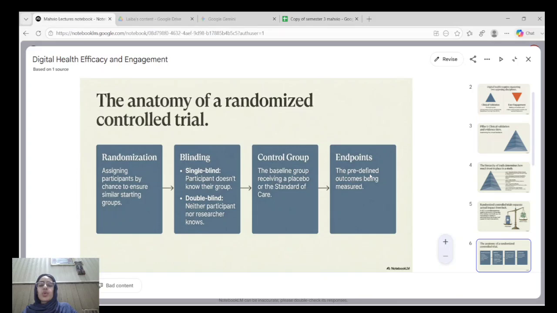And the control group, this is the baseline group. In digital health, they might receive a placebo, like a dummy app that just shows the time, or they receive the standard of care, like a standard printed pamphlet from their doctors. And the endpoints, the predefined outcomes being measured. We must decide before the trial starts if we are measuring weight loss, blood pressure, or hospital readmissions.